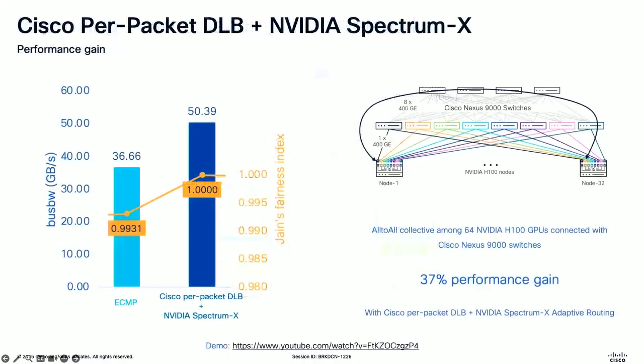So what's the benefit? This is one experiment that I did. There are many other experiments showing a lot more value. So you see the graph on the left. It shows the output of an all-to-all collective between 64 GPUs, and it shows a value of around 36 gigabytes per second. When we enable packet spray on Cisco switches working together with Spectrum-X on NVIDIA SuperNICs, the performance goes to around 50 gigabytes per second. That's around 35 to 40% improvement.